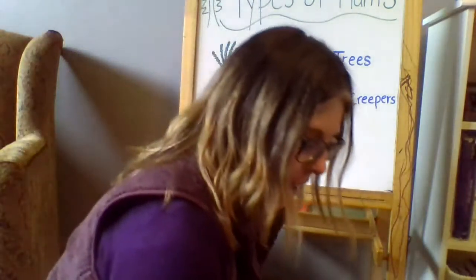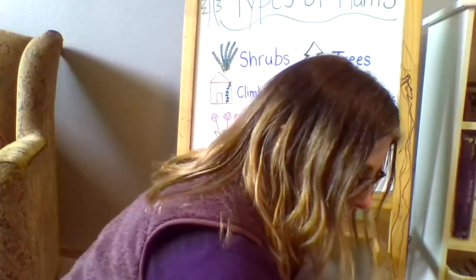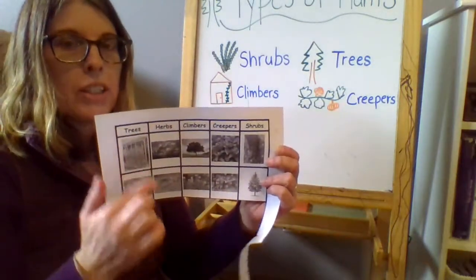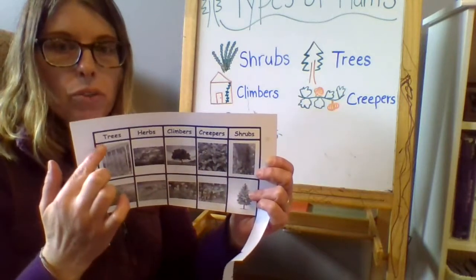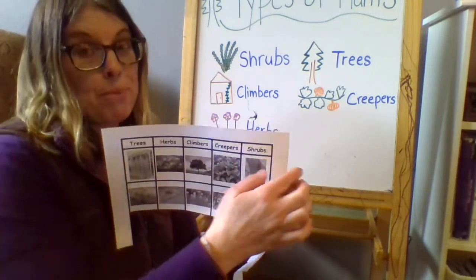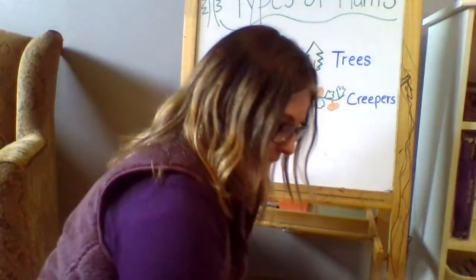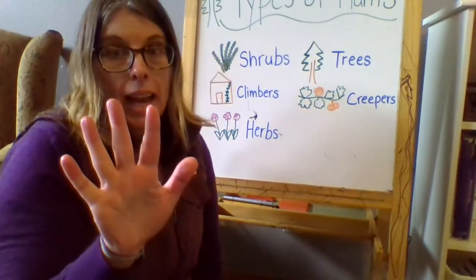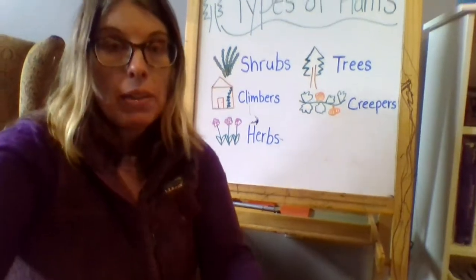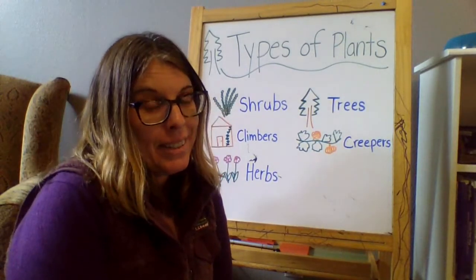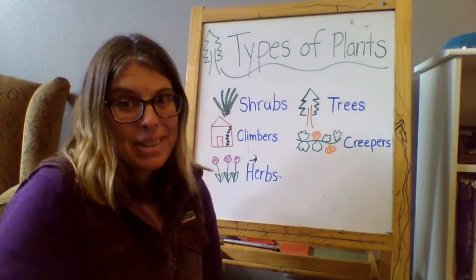Okay, so today you are thinking about and looking at these pictures of plants, and sorting them into categories: trees, herbs, climbers, creepers, shrubs. Okay, so we learned today 5 ways to categorize plants. You're going to look at those pictures and sort those into the categories. Okay, I know that you can do it. Have fun.